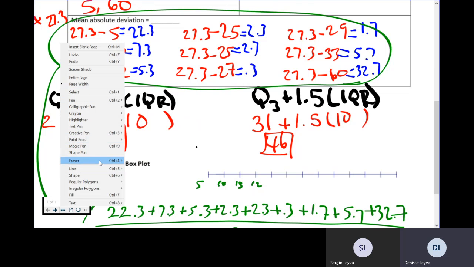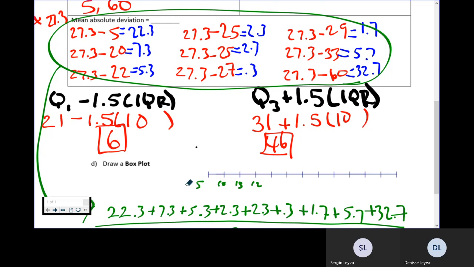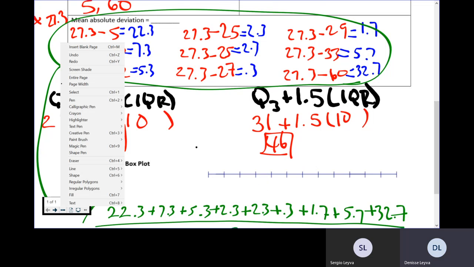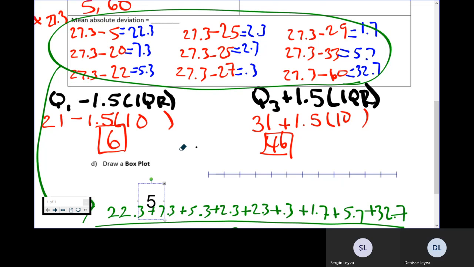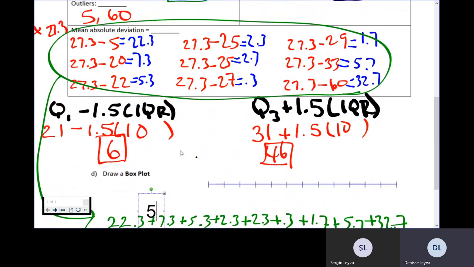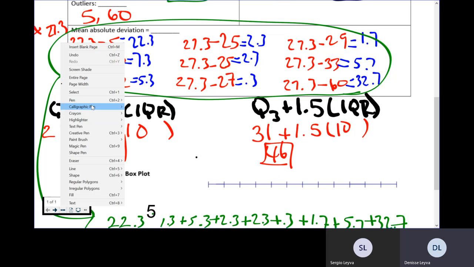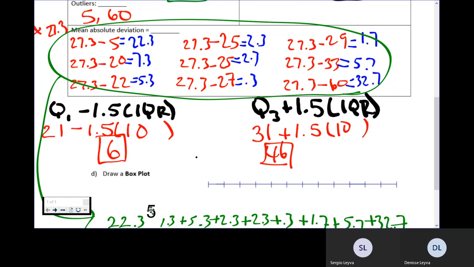Let's see. I'm going to erase that. See if I can make it smaller. Let's use the select. Can I make it smaller? I can. Okay.